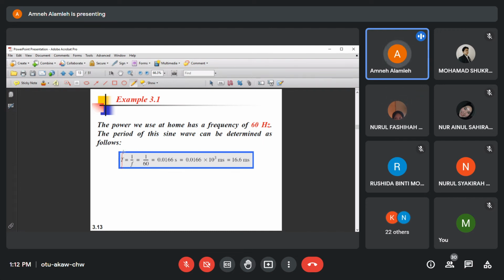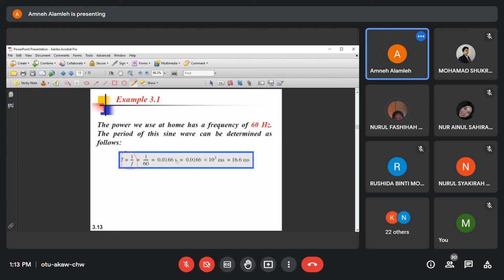We said the rule. The rule is the time is opposite of frequency. We have the frequency, so we can calculate the time or the period, right? So the time equals 1 over frequency, which is 60. 1 over 60 is 0.0166 seconds.